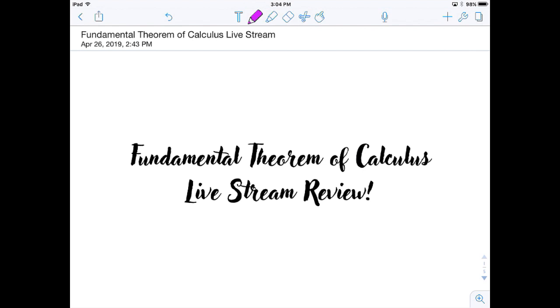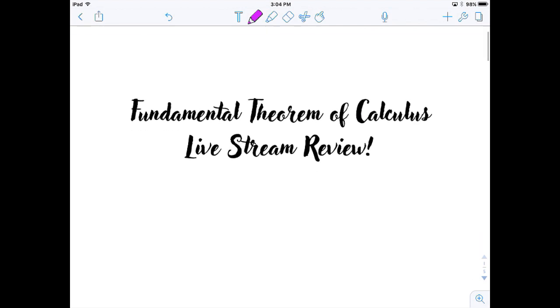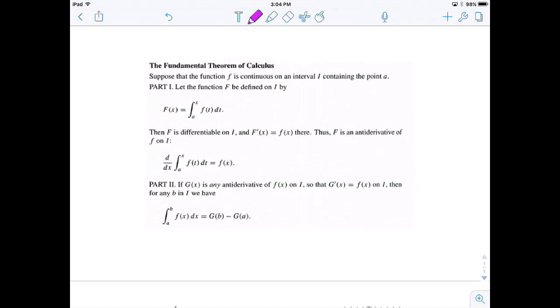So the fundamental theorem must be important. It has fundamental in its name. And this is really going to bring together everything that we did in the course from derivatives and integrals and put them together into one. So let's briefly look at what the actual theorem says. Here's the fundamental theorem in all its glory.